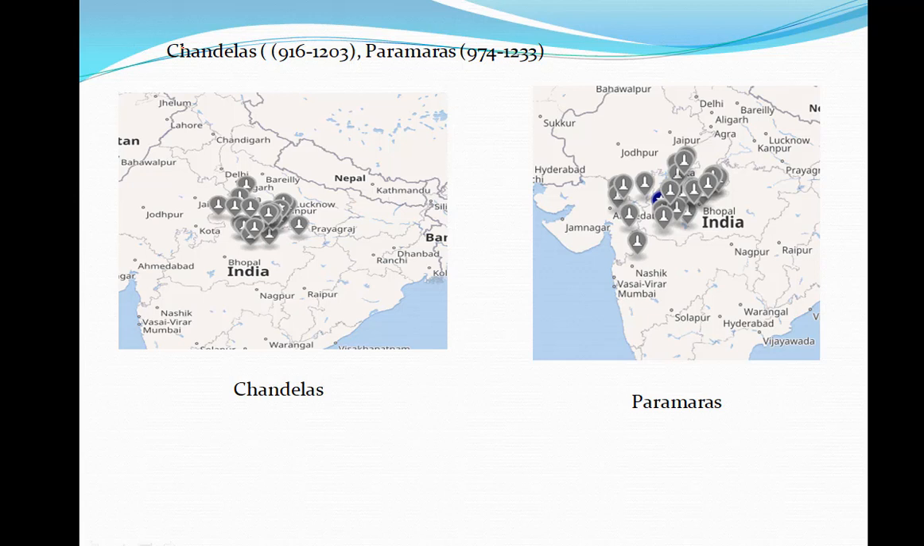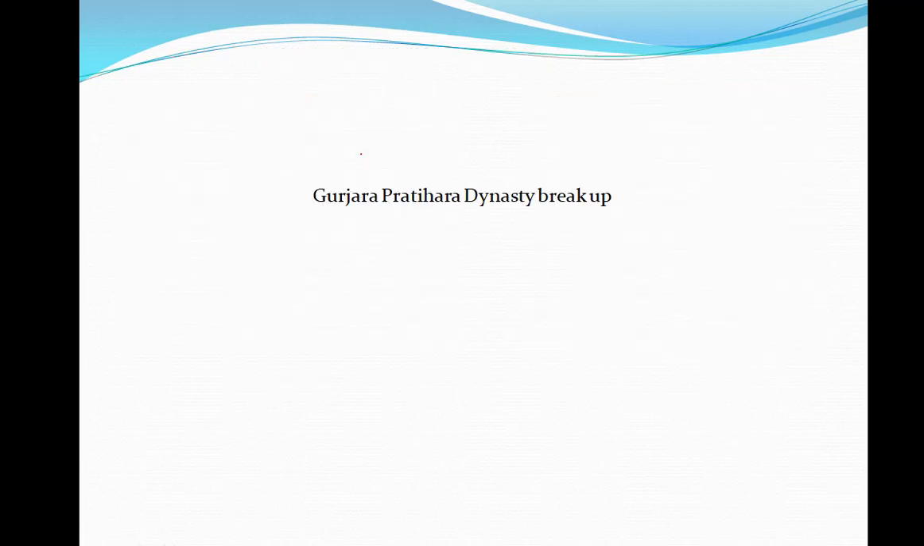Now you got my point. In Kashmir we have the Karkota, Utpala, Lohara and Shamir dynasties. Then there were the Western Chalukyas and the Gurjara-Pratiharas, whose capital base was Kanauj. In the eastern part, the Palas, and the two small dynasties Chandelas and Paramaras. In that way, political complexity was there in the northern portion of India.